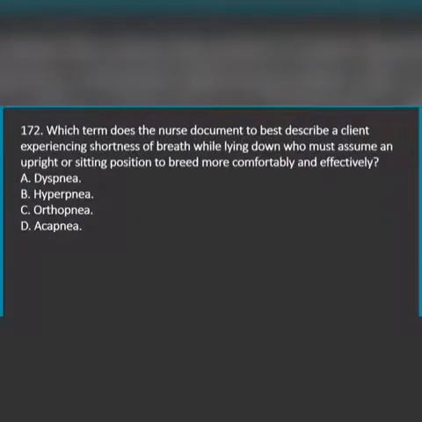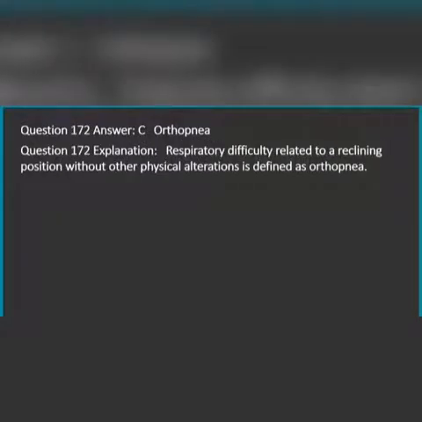Question 172, which term does the nurse document to best describe a client experiencing shortness of breath while lying down who must assume an upright or sitting position to breathe more comfortably and effectively? A. Dyspnea, B. Hyperpnea, C. Orthopnea, D. Acapnea. Question 172. Answer: C. Orthopnea. Explanation: respiratory difficulty related to a reclining position without other physical alterations is defined as orthopnea.